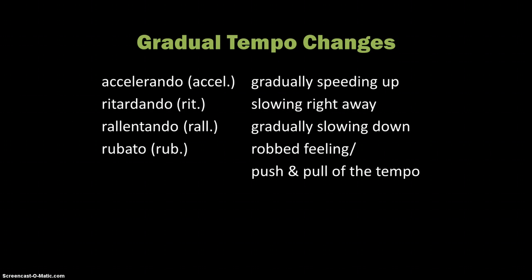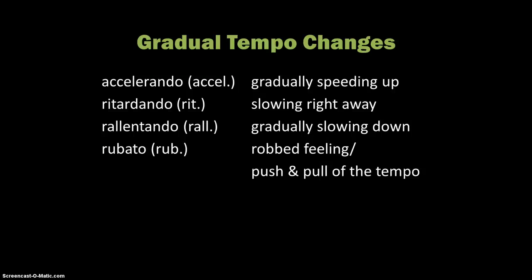For gradual tempo changes, we've got accelerando. That would be gradually speeding up over time. That could be anywhere from 2 measures to 8 measures, or even longer than that if you wanted to. But going from a slower tempo to a faster tempo.